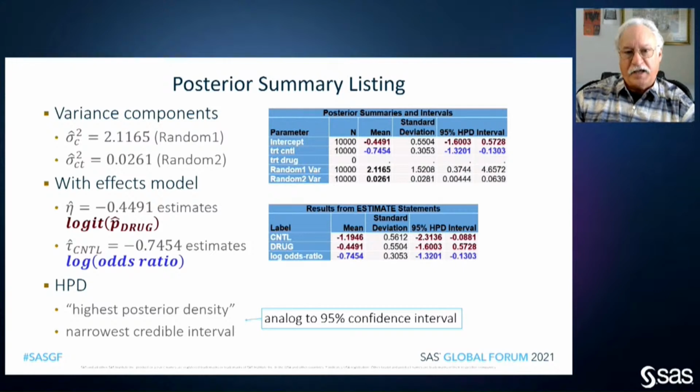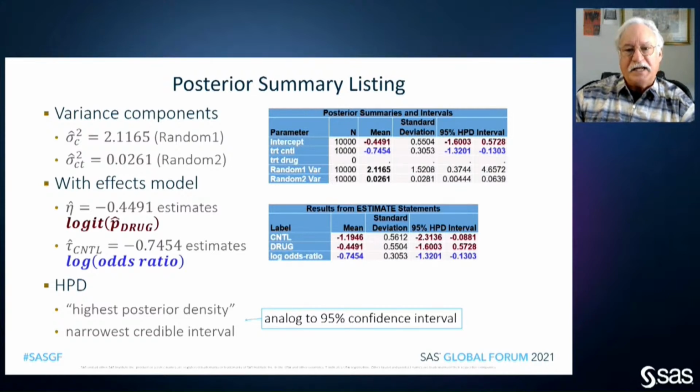The model effects, the intercept, in this particular situation is actually an estimate of the logit of the probability of the drug. The tau of control is actually the difference on the log scale between these. So that's effectively an estimate of the log odds ratio. So if you look down at the results of the estimate statements, you see the correspondence between these variables.